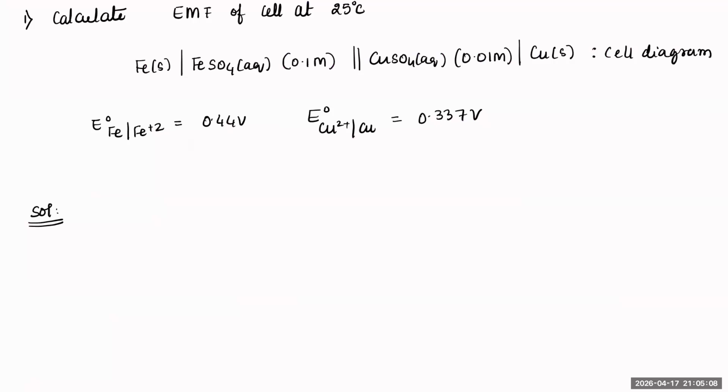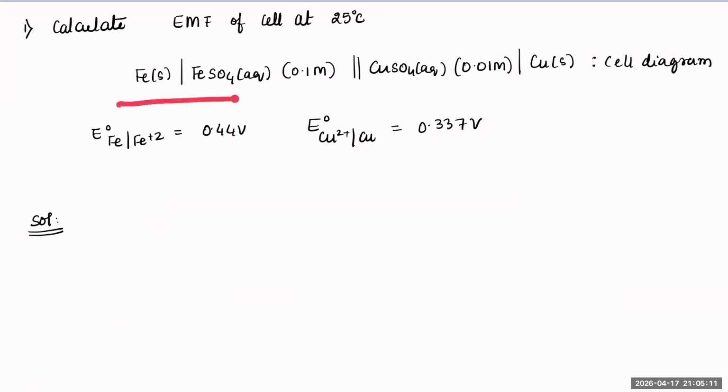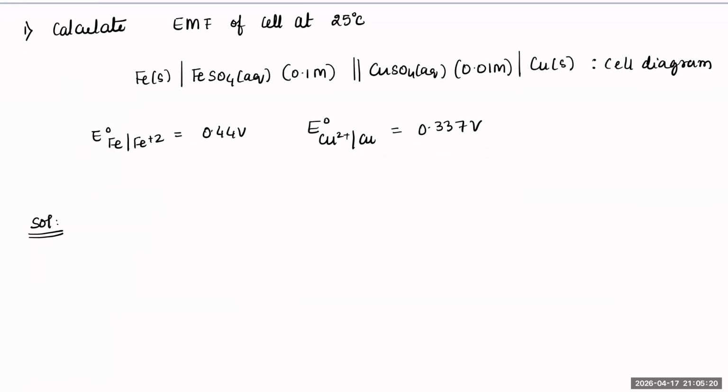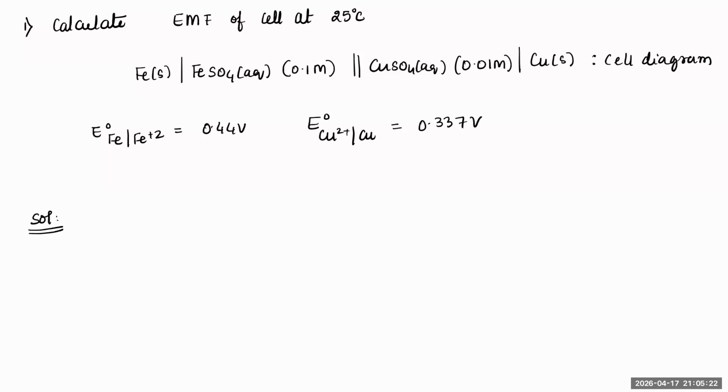Now, if a question is given where the cell notation is there and then we need to find out the EMF of the cell, and E naught values are given, listen up to the algorithm of how I will solve the question. The first thing I would do is to figure out E naught cell always. So E naught cell will be equal to the reduction potential of the cathode minus the reduction potential of the anode. Let me write that down.